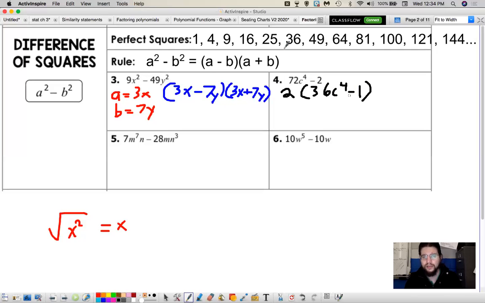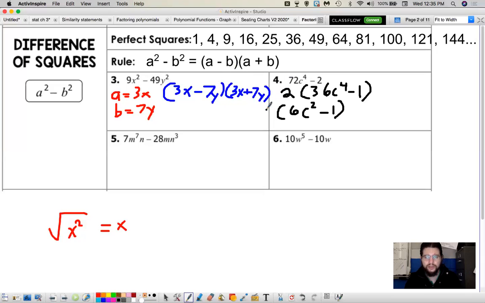Now I look, yeah, 36, well, that's 6 squared. It's a perfect square. This thing's even, so that'll work. C to the 4th, I can divide that by 2. So if I think about it, the square root of 36 is 6. And the square root of c to the 4th is c squared. So that's my a term. 1, well, that's easy enough. The square root of 1 is 1. So that's a minus b.